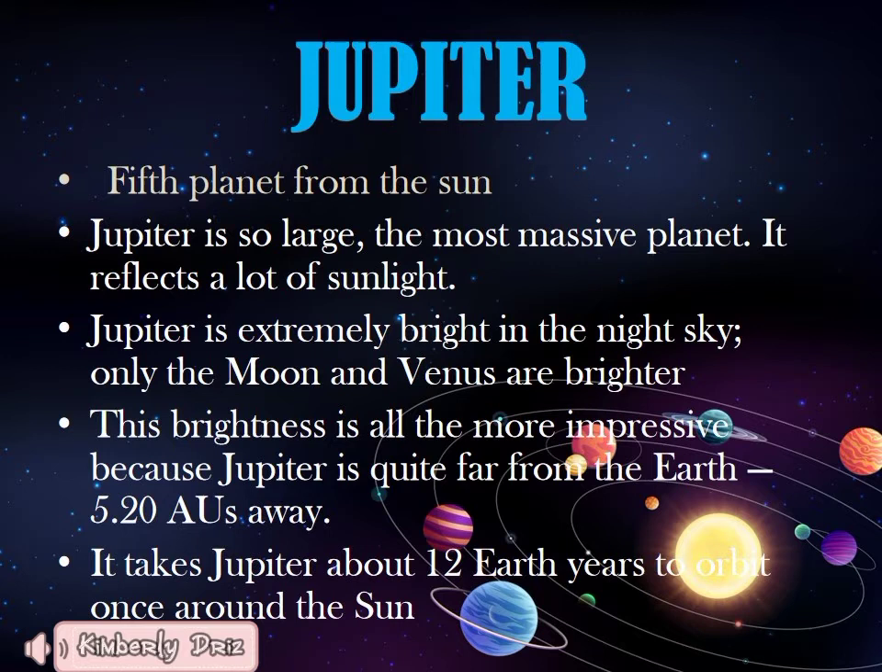It takes 12 years to orbit the Sun. Given its considerable distance from the Sun, Jupiter spends the equivalent of almost 12 years completing a single circuit of the Sun. It has the shortest day in the solar system, and isang araw sa Jupiter, it only takes 10 hours.